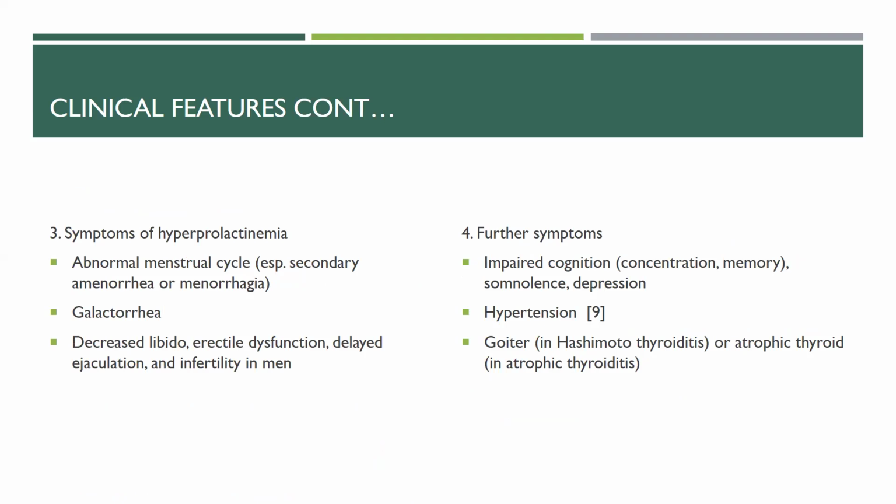You'd also have symptoms of hyperprolactinemia. When we say hyperprolactinemia, it just means that your prolactin levels are through the roof, like they're too high. So what happens when you get hyperprolactinemia? You get an abnormal menstrual cycle if you're a lady. That means that you get a secondary amenorrhea or menorrhagia, and then you'd also have galactorrhea. If you're a man, you'd get decreased libido, like ED. You'd have delayed ejaculation, and then infertility in men.